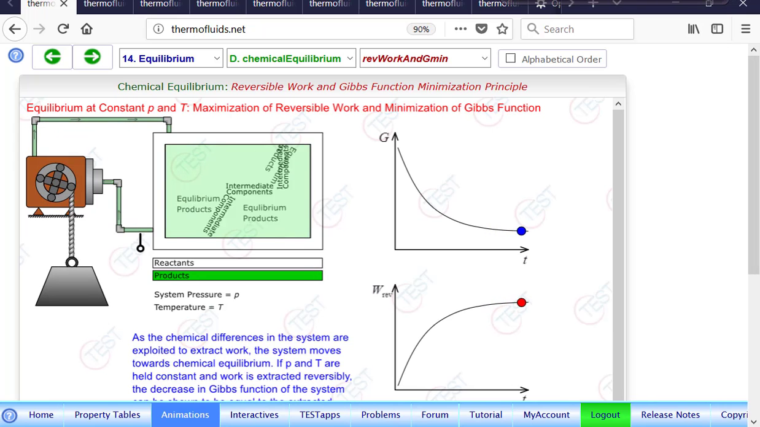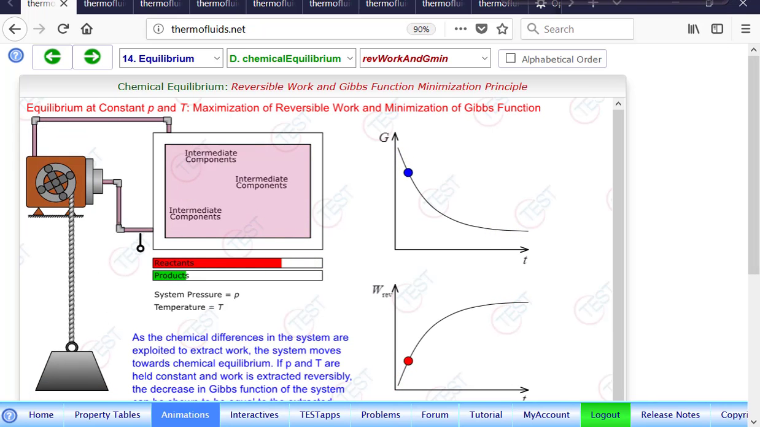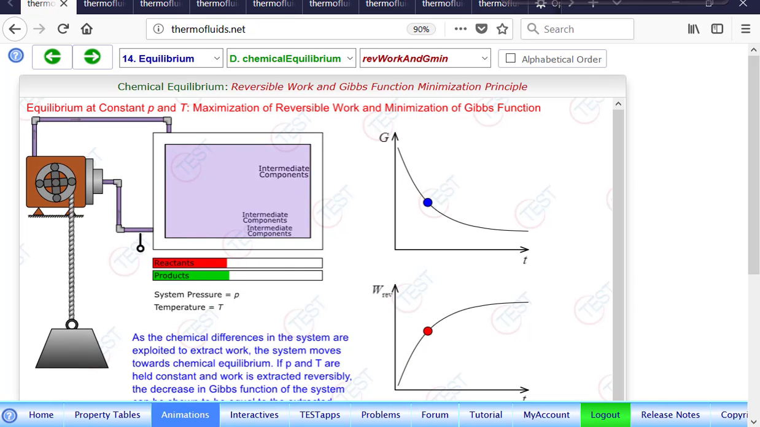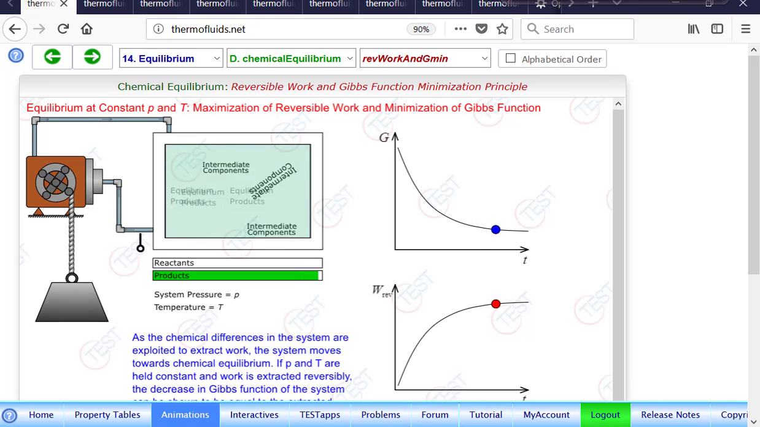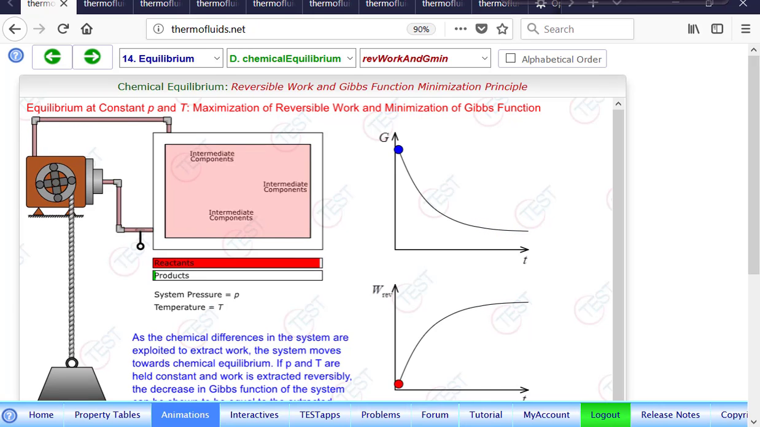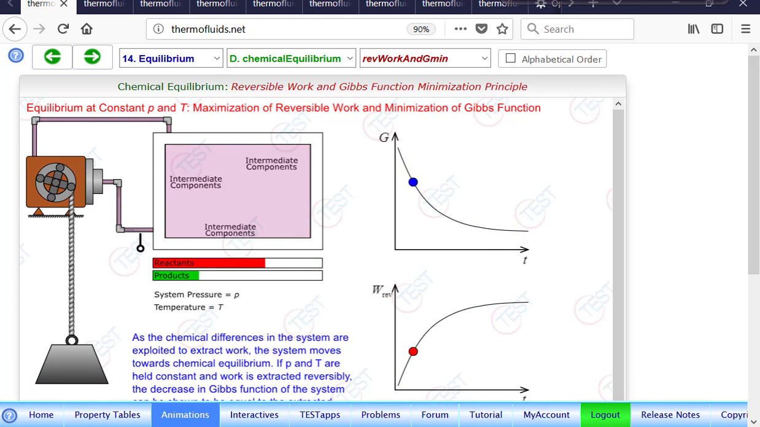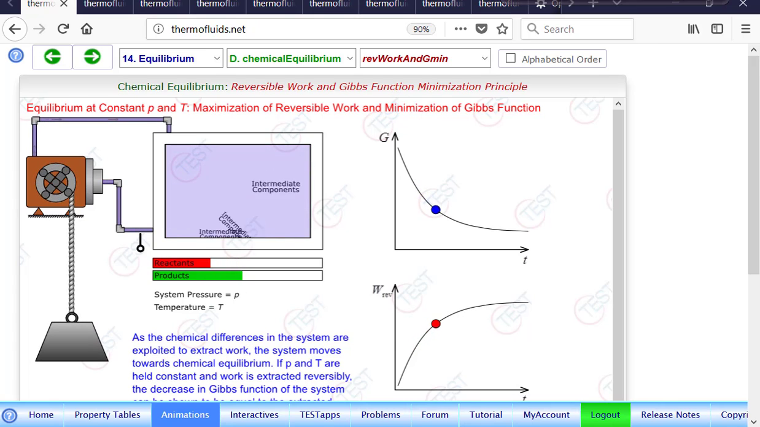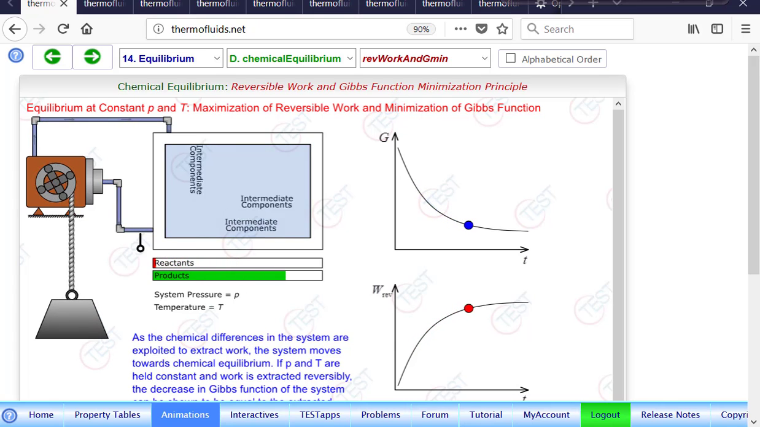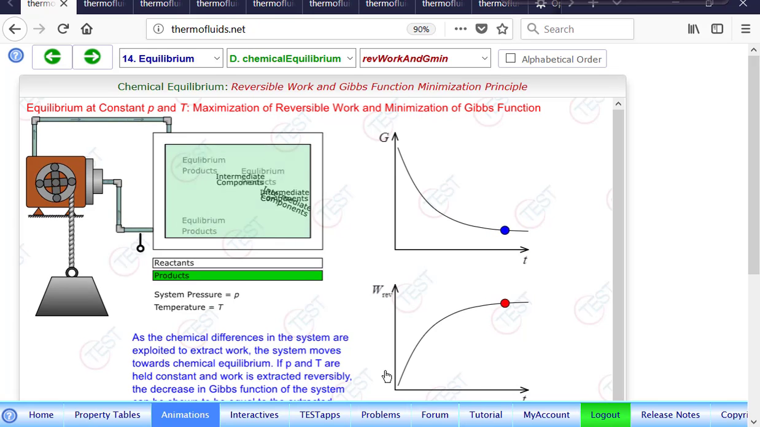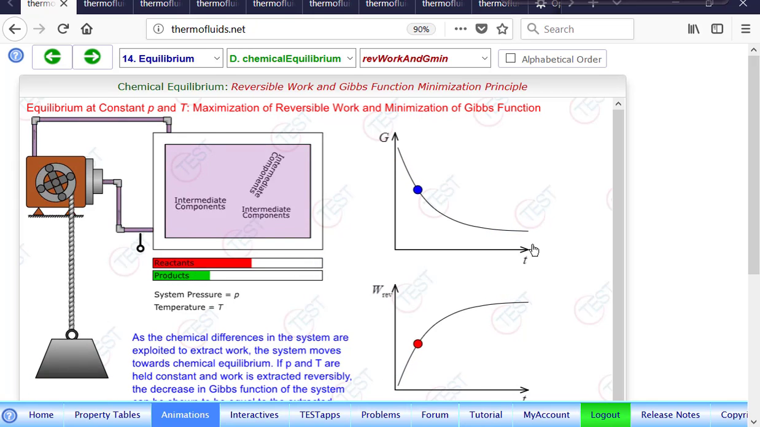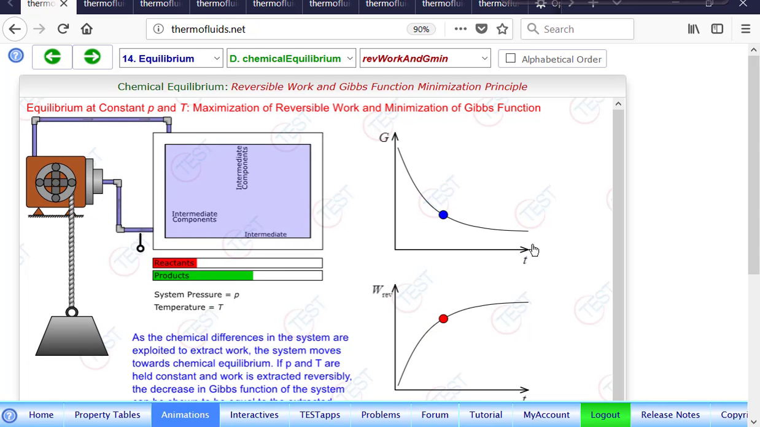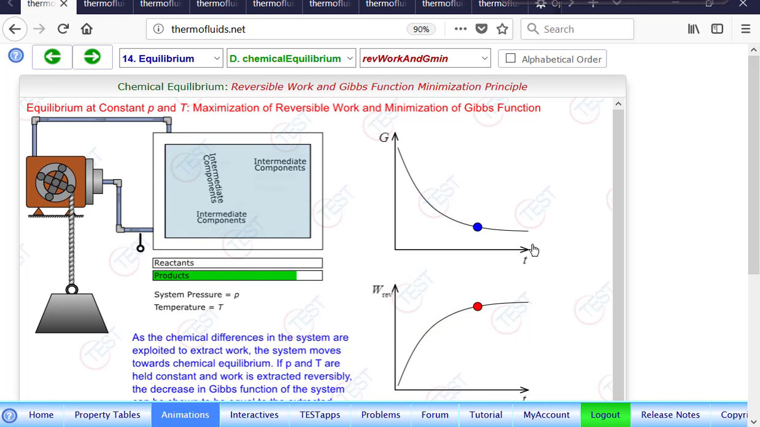And how is it done? Essentially, the theory shows that at a given pressure and temperature, if you leave some chemicals inside at constant pressure and temperature, the second law and first law will dictate that the reversible work you can extract will maximize, or the Gibbs function will minimize, and at that time it will reach chemical equilibrium.